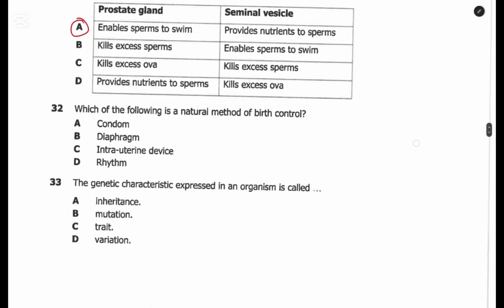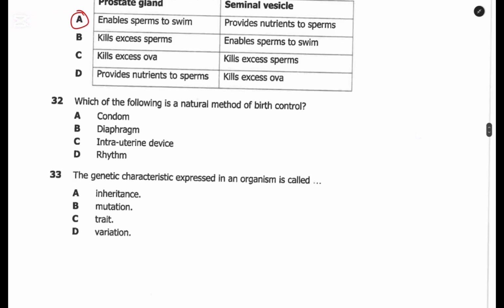Which of the following is a natural method of birth control? Condom is not natural. Diaphragm is not natural. Intrauterine device is not natural. All these are artificial. So the natural one here is called the rhythm method. That is the answer to this question.